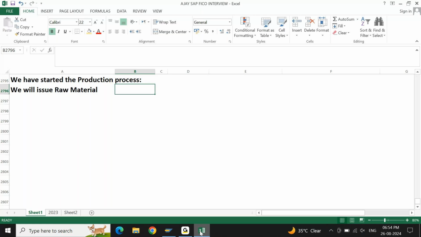The value of that material is equivalent to RM cost. Is my statement correct? Yes. Whatever value is in the material master, that material master value multiplied by the quantity that I am using in my production process will give me the RM cost, the raw material consumption cost. Am I correct?